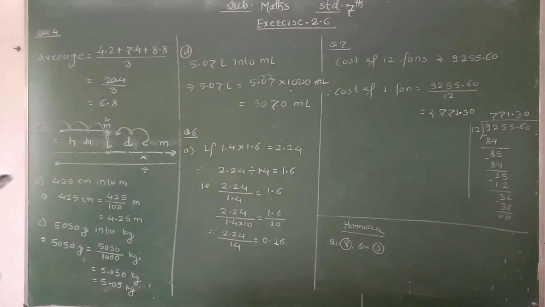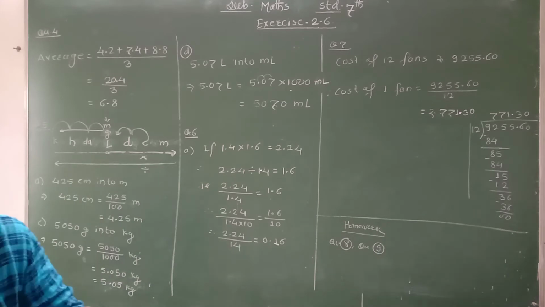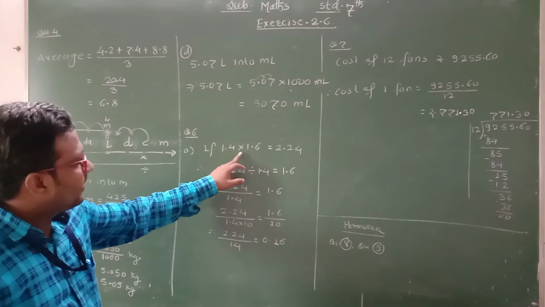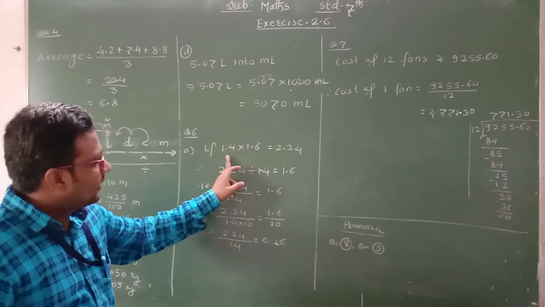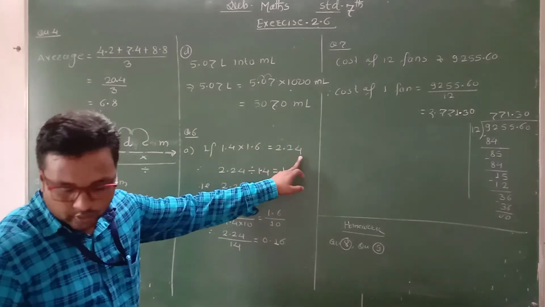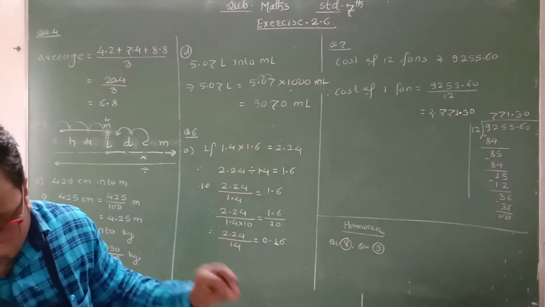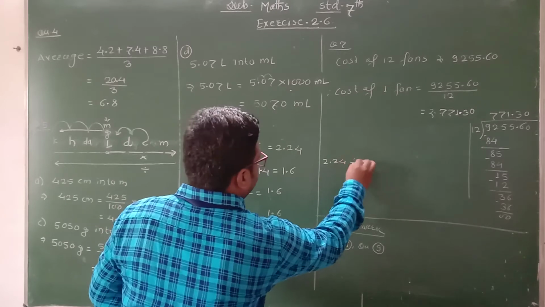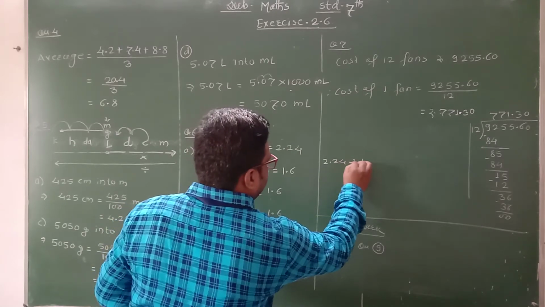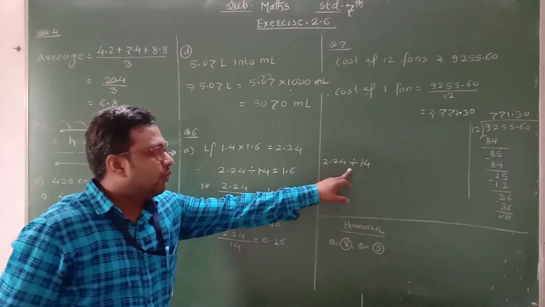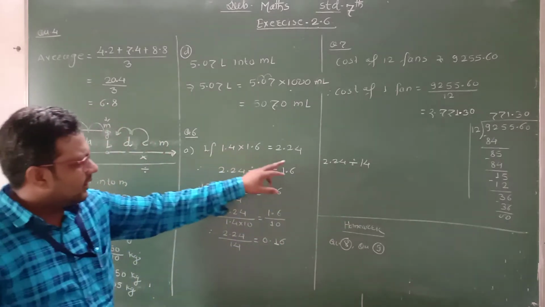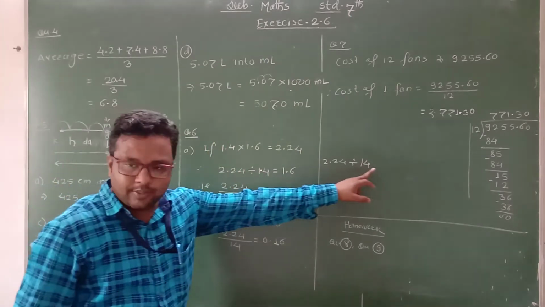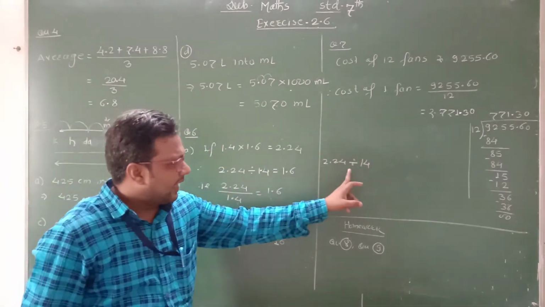Question number 7, sorry, question number 6. Question number 6 is given, answer the following. If 1.4 multiplied by 1.6, the product is given as 2.24, then from this we have to find out 2.24 divided by 14. Here we see the number 2.24 is there, and 1.4 has the same digits, only the decimal points are at different places.